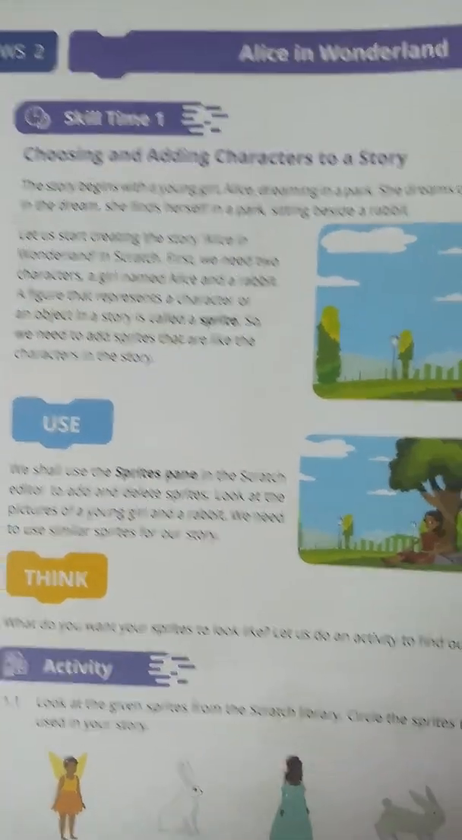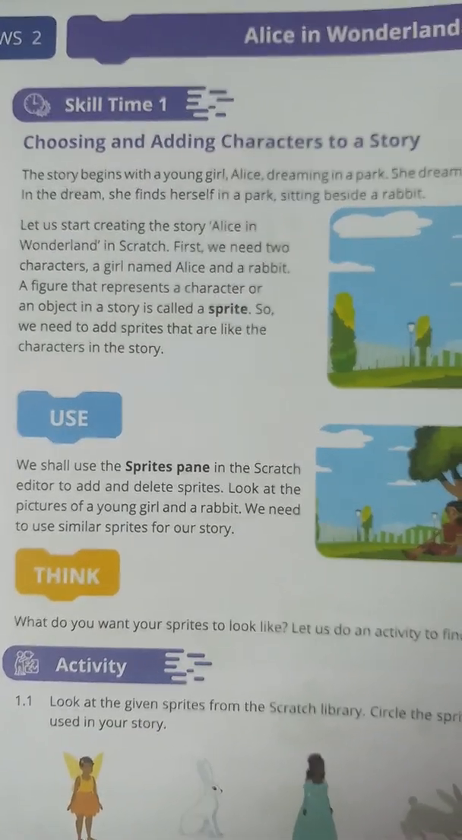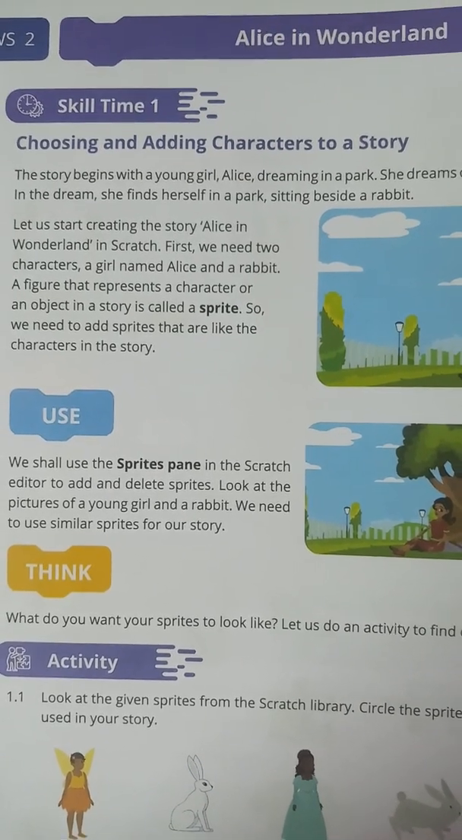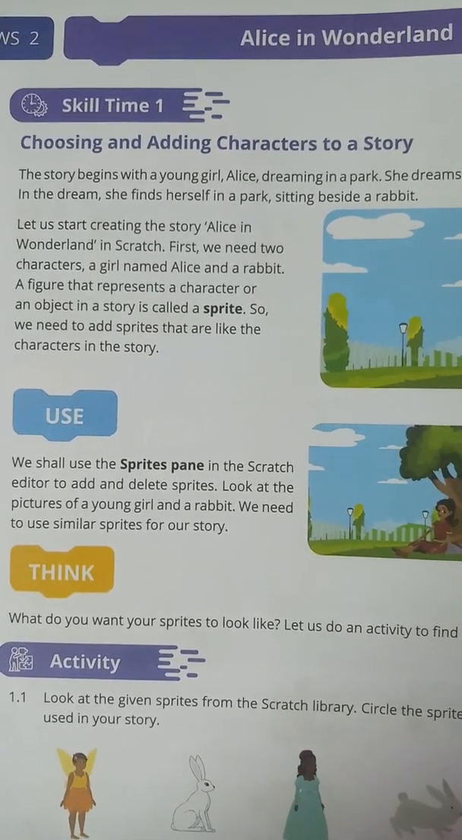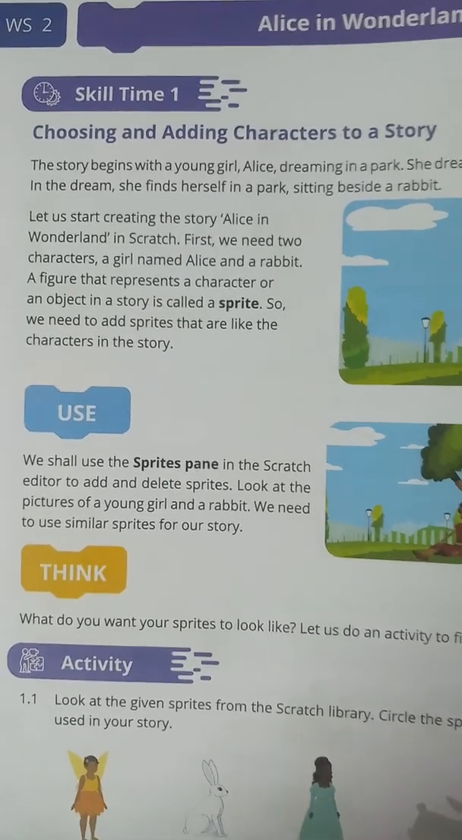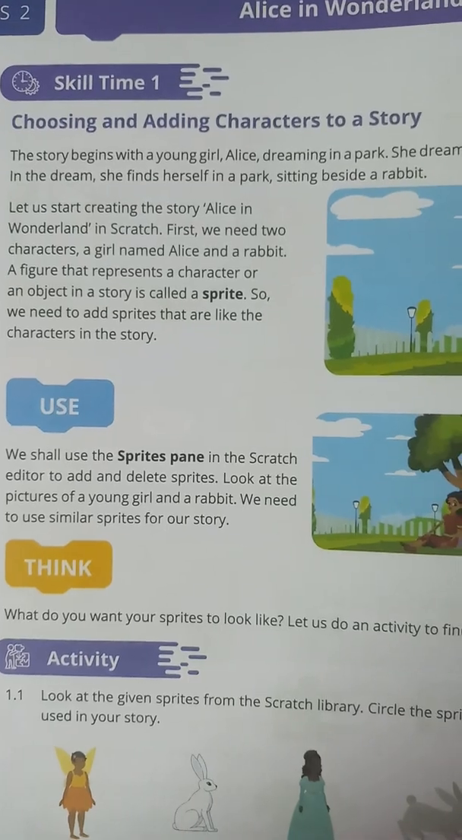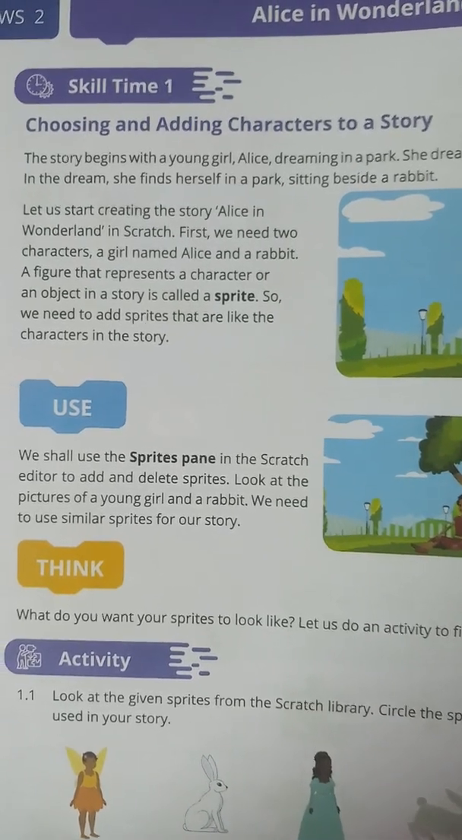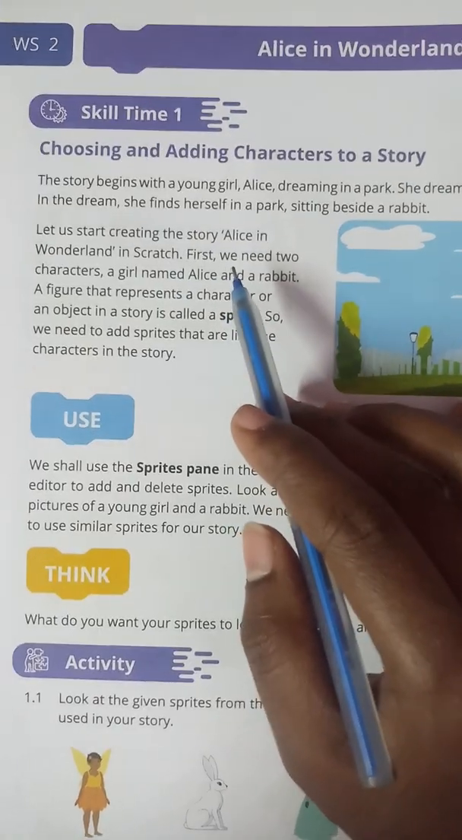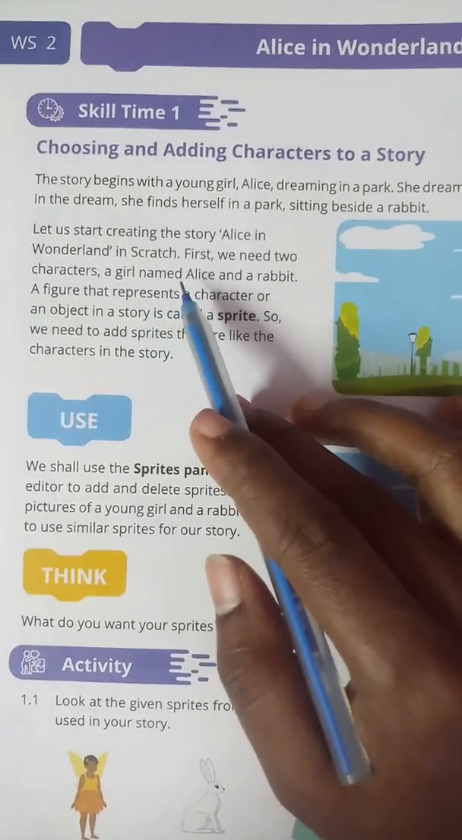So here a young girl is dreaming in a park and her name is Alice. She dreams to visit a wonderland. In the wonderland, she has a rabbit also. Okay, let us start creating the story Alice in Wonderland in Scratch.